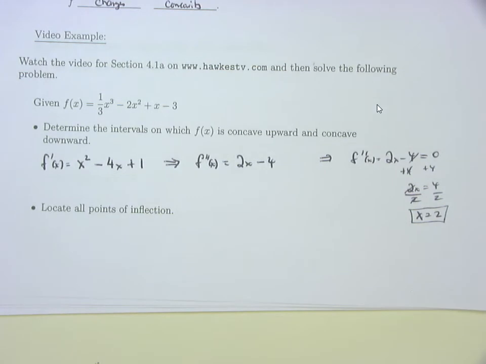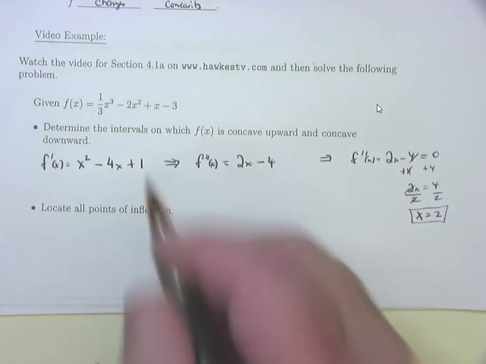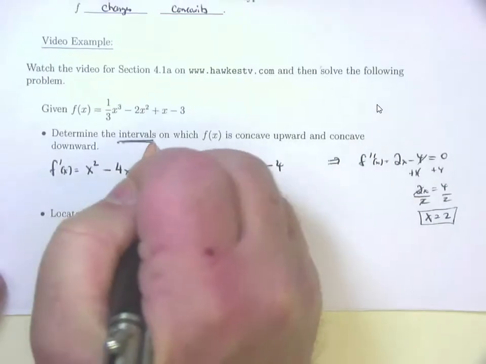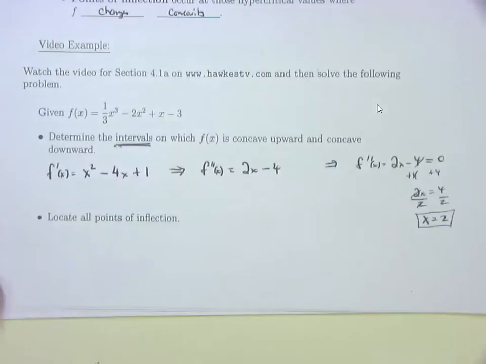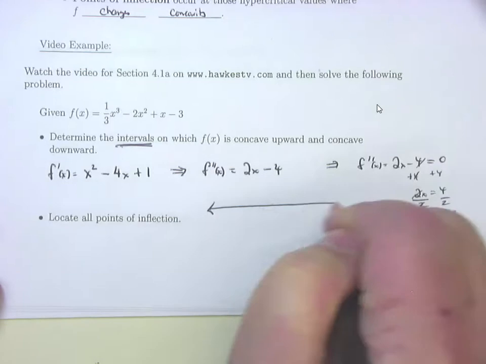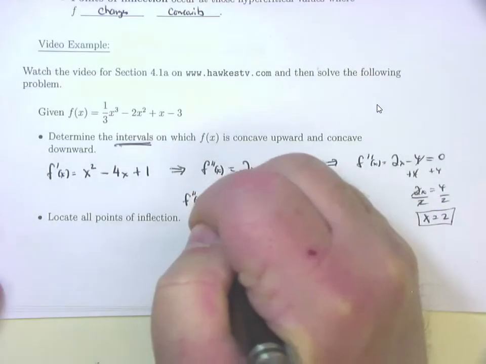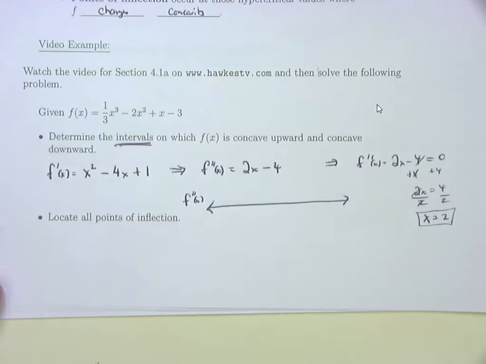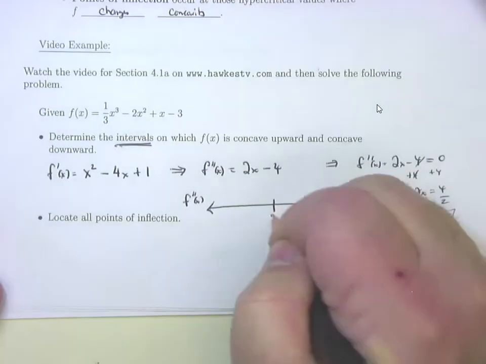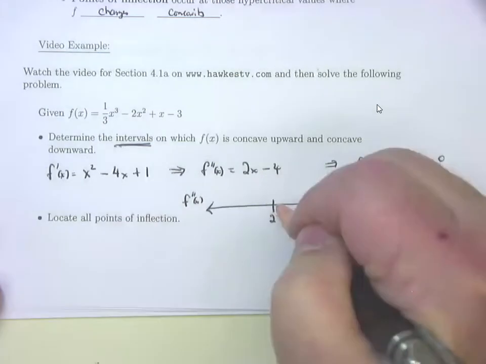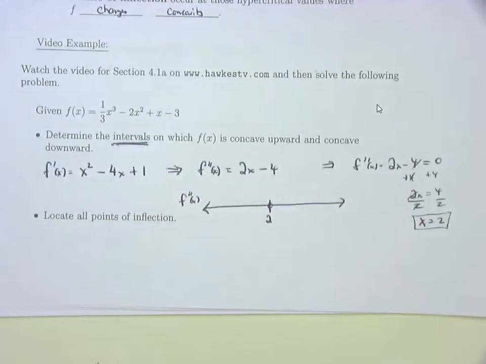Okay? Now, to figure out, see that word right there? Determine the intervals. Anytime in a math problem you hear the word intervals, draw a number line. So I'm going to draw a number line, and this is going to be a second derivative number line, and I'm going to put my hypercritical value, my inflection number on there, which is 2. I only had one of them. It subdivides my number line, and now I'm going to do test values.